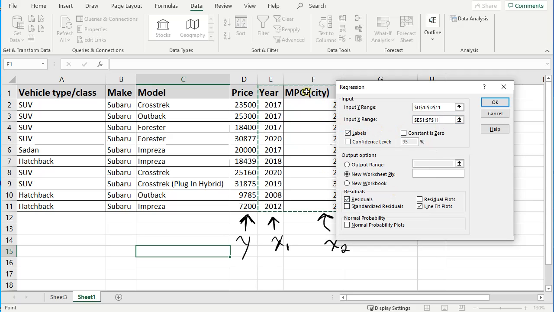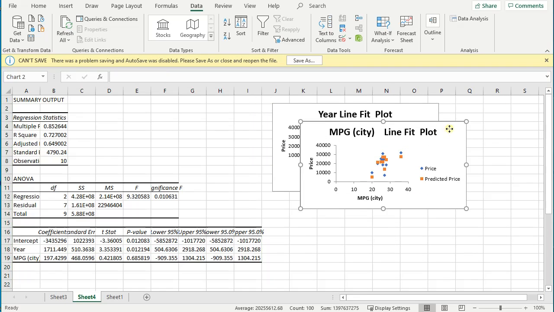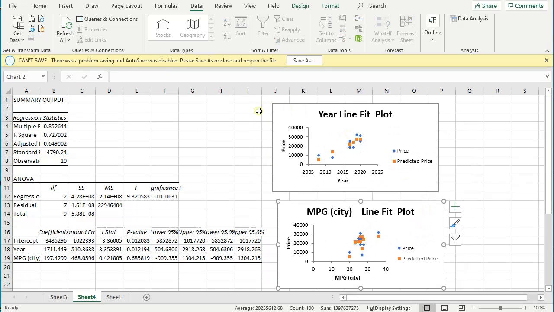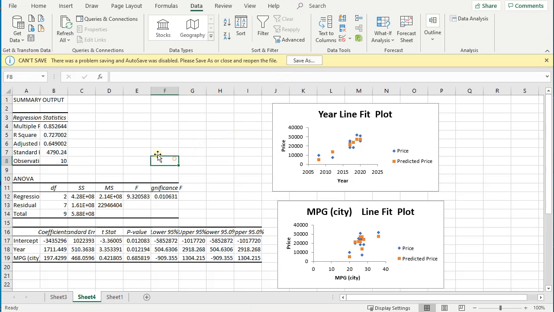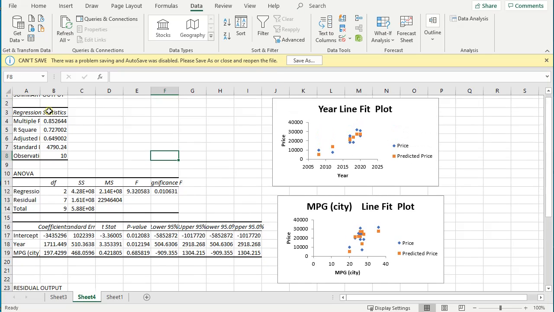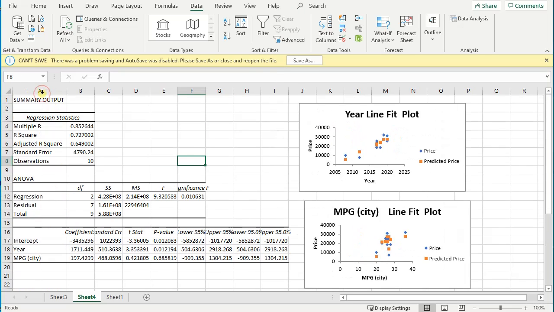I still have the labels. I included the labels when I highlighted it. I still want to do a new worksheet, and I want to include the residuals and the line fit plots. Press OK. Now I have 2 plots here. Let's see what we have here.